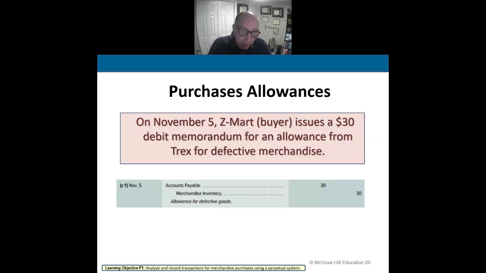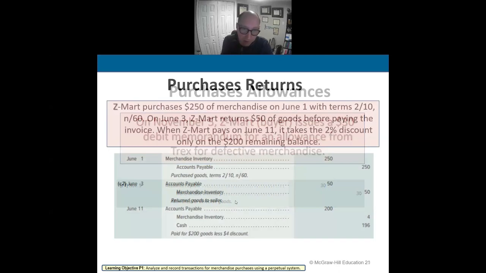So I debit the accounts payable to reduce the accounts payable by the amount that was damaged. And I credit merchandise inventory to reduce the value of the damaged inventory. We call that an allowance. It's an allowance for defective goods in this case.